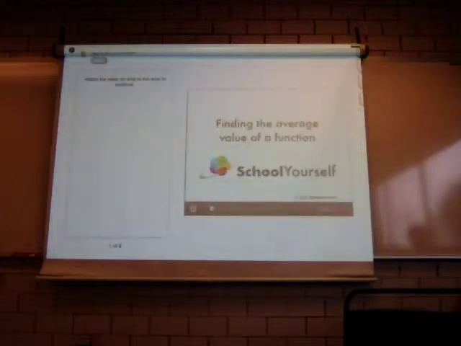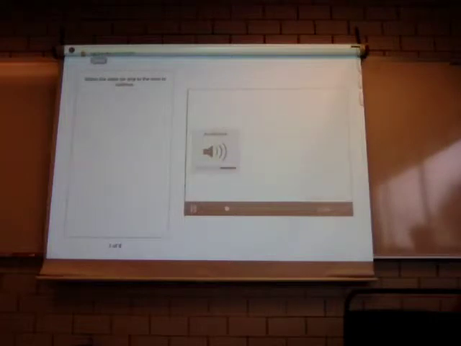In this tutorial, we'll discover how to find the average value of a function. Let's start off with an example. Suppose you have a car, and say it's cruising along at 20 miles an hour for an hour. On the graph of speed versus time, the speed is constant at 20 miles an hour for the first hour. Then, after an hour, the car spends the next 2 hours going 50 miles an hour.